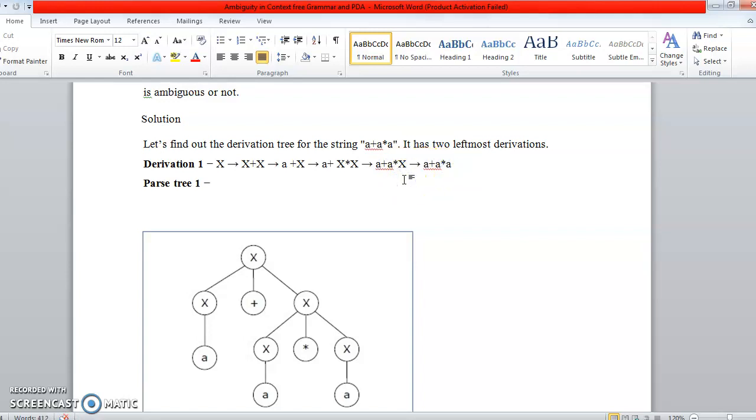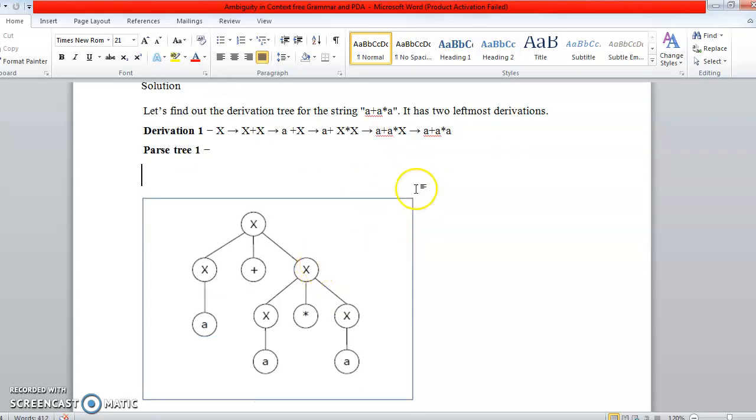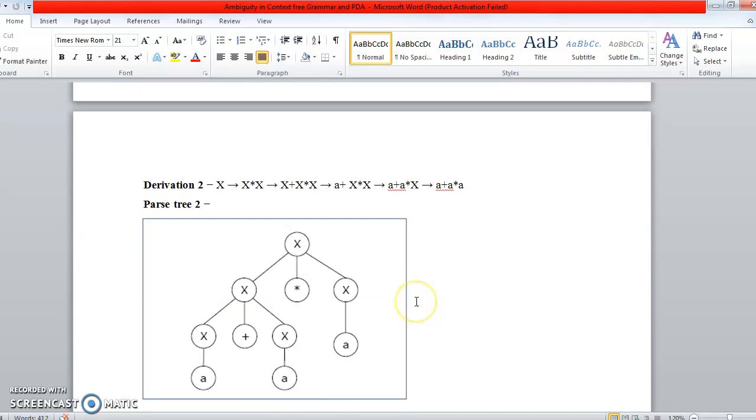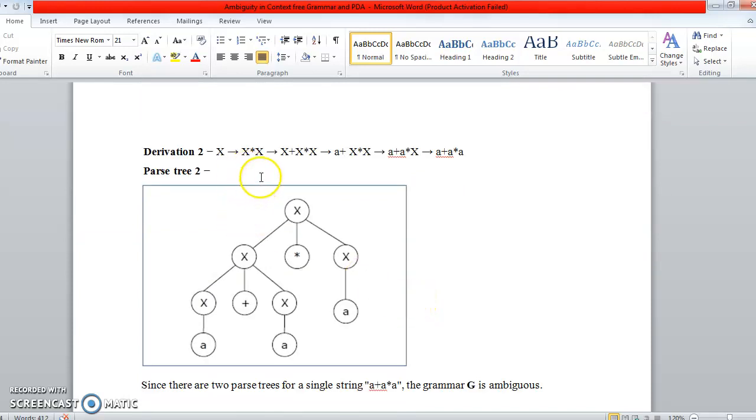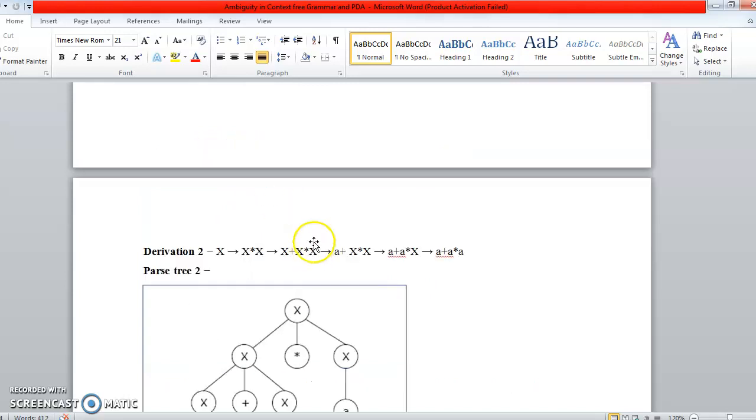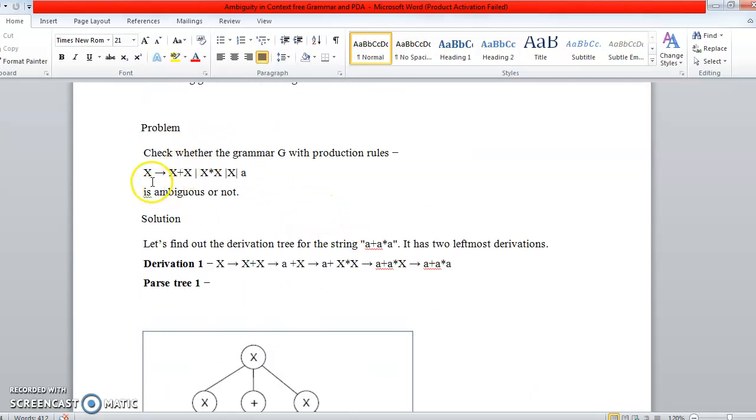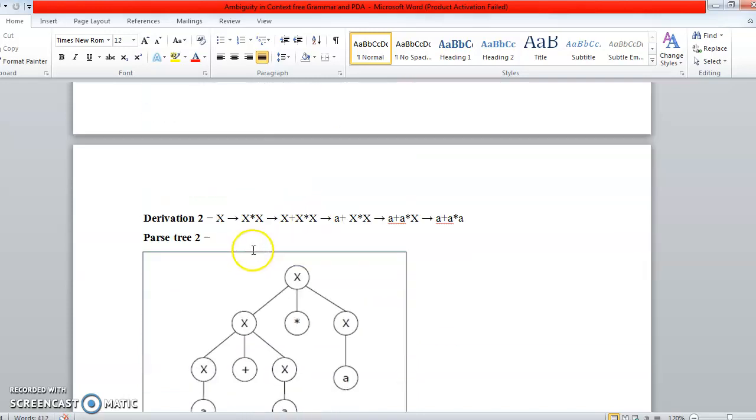So this is the left derivation. To have this string I used the left derivation method, and the parse tree of this left derivation is like this. In the previous class you also understood that. Again come here to derivation 2. Also I am starting with X produces X star X. That means X produces the second one, X star X. I am starting with this production rule.